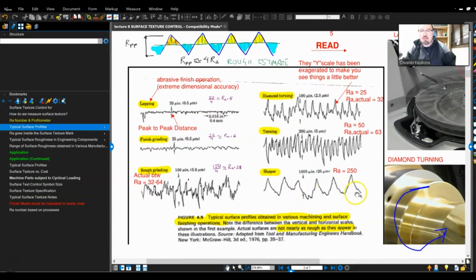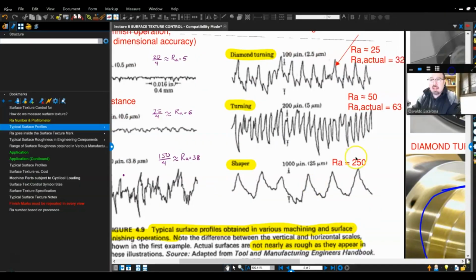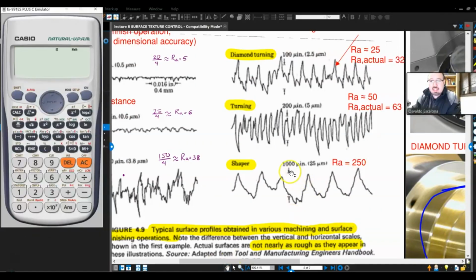Now, a good estimate to find the Ra number is grabbing the number from summit to valley, or peak to crest. Let's call it root to crest. You grab that number from top to bottom and divide it by 4. Let's say I have a distance from the biggest to the smallest of about 1,000. Divide that by 4. That will give me an approximate Ra number of 250. It's a good estimate assuming that all of these are triangles.